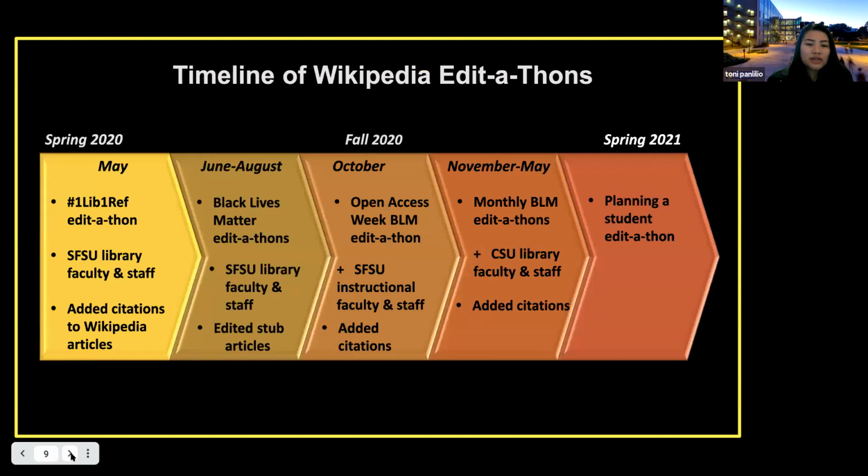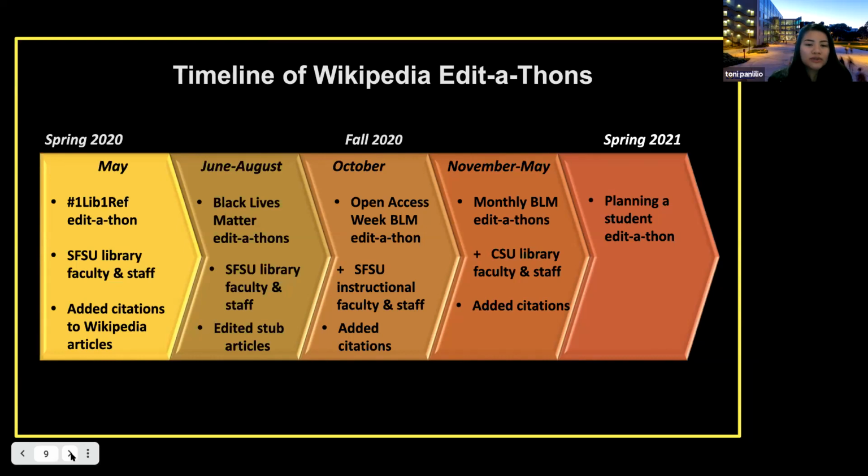This slide shows a timeline of the edit-a-thons we have hosted over the last year. We have gradually built our community of practice, beginning with a One Live, One Rev themed edit-a-thon in May of 2020. That event was open to all faculty and staff in our library and focused on adding citations to Wikipedia articles. From there, we hosted Black Lives Matter themed edit-a-thons throughout the summer of 2020 to develop 2 biographical stub articles. Those sessions were also open to our colleagues in the library.